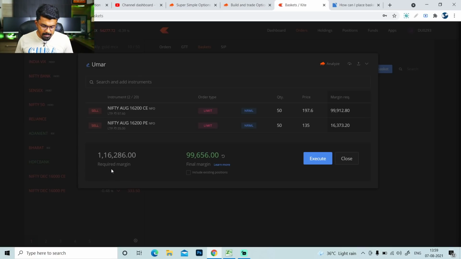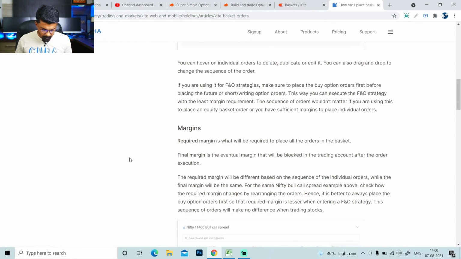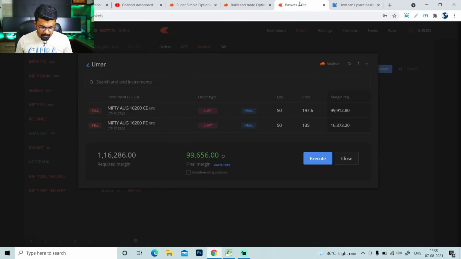Your required margin is around 1.16 lakh and your final margin is around 99,000. You shouldn't be confused regarding this. So what is required margin and final margin? Let's go to Zerodha and see. The required margin is what will be required to place all the orders in the basket. Final margin is the eventual margin that will be blocked in the trading account after the order execution, right? So you will be requiring 1.16 lakh to implement the strategies, but we can reduce the final margin, right?